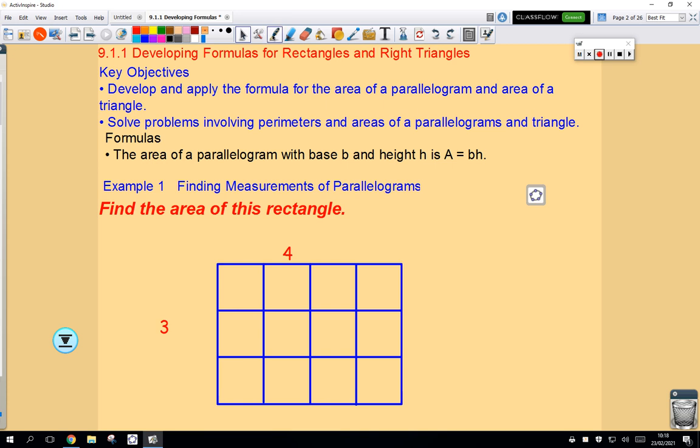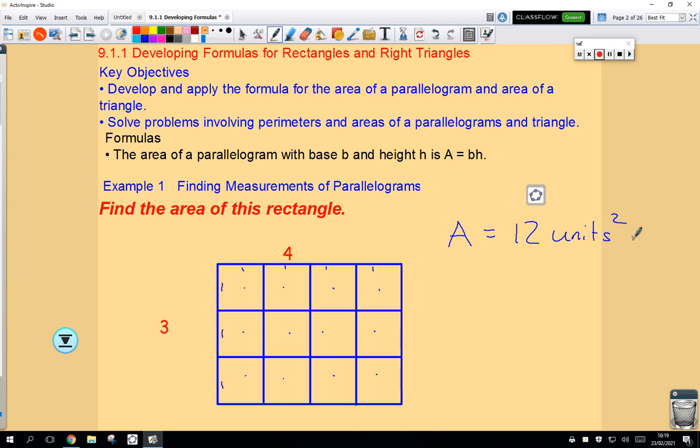Remember, a unit square is a square with a side of length 1 unit, so each of those is 1 adding up to 3, and 1 across adding up to a total of 4. Just counting here, 1, 2, 3, 4, 5, 6, 7, 8, 9, 10, 11, 12. There's 12 unit squares here, so we say the area of this rectangle is 12 units squared. So that's the area of the rectangle.